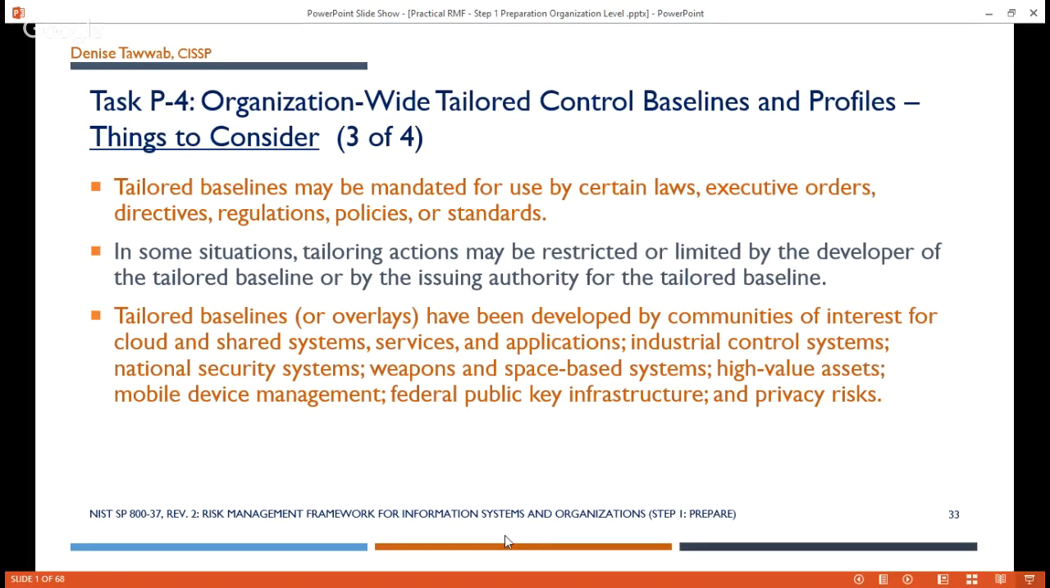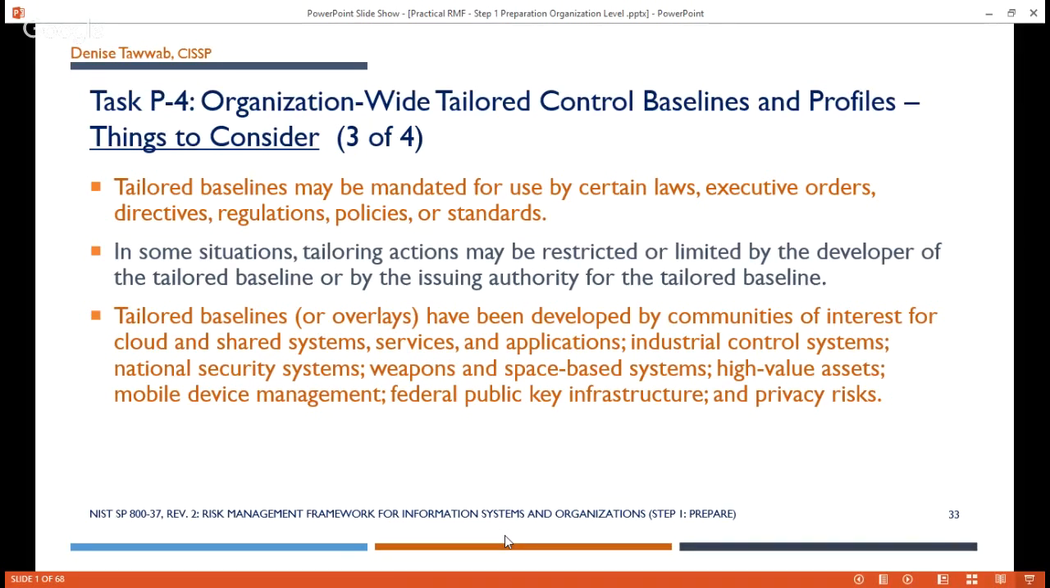And so, in some situations, your tailoring actions may be restricted or limited by the developer of the tailored baseline or by the issuing authority for the tailored baseline. Again, 800-171 protecting controlled unclassified information. That baseline has been specified for a particular use, and you can't just go in there and snatch stuff out of it. So indeed an overlay, but you don't have the authority to modify it. So you could be limited in that way.